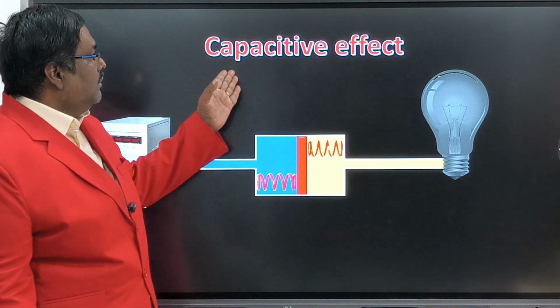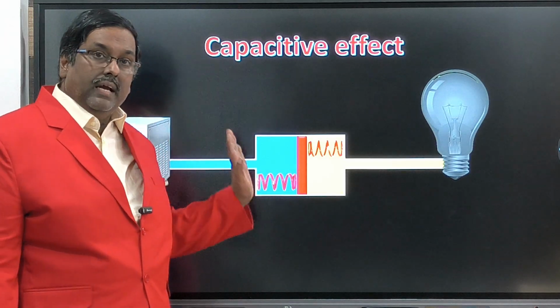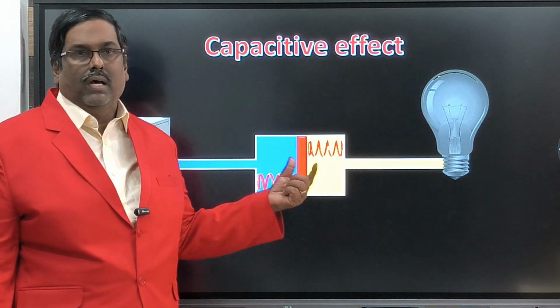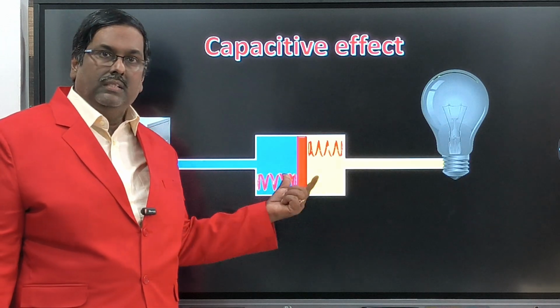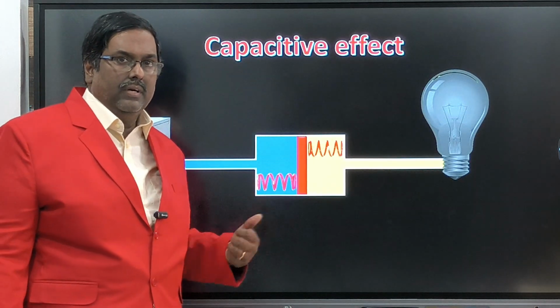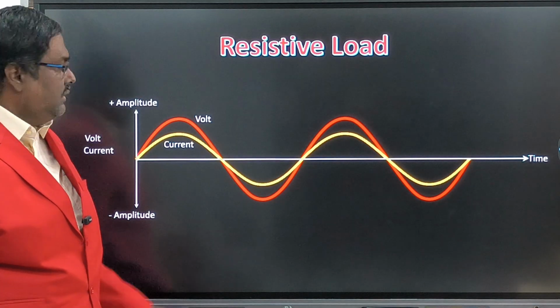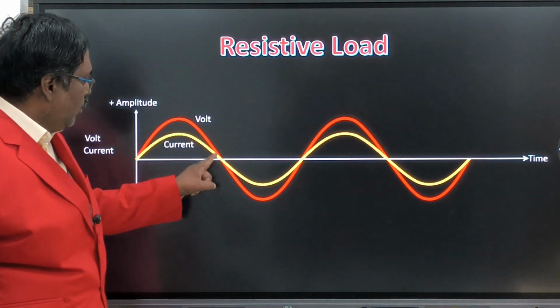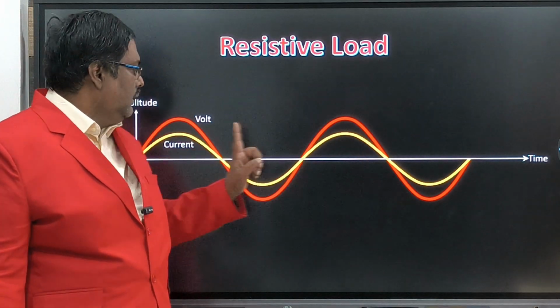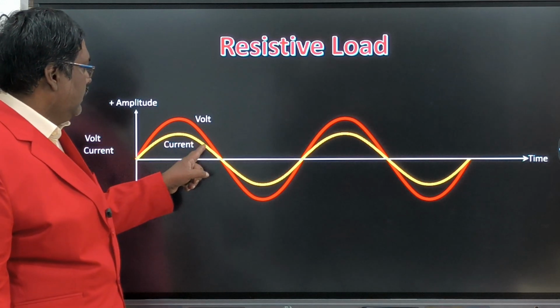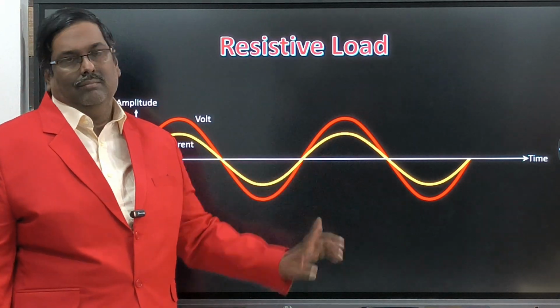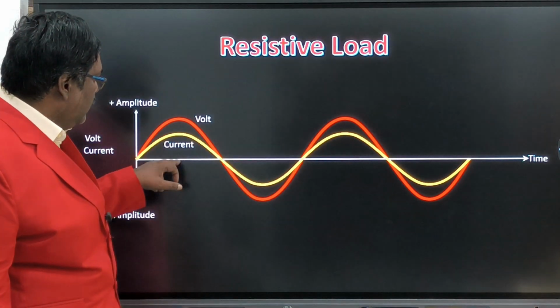Okay. Now we will see the effect in the curve. I will show it in the curve. Now I told you the current will be advanced or lagging, delayed. That we will see in the curve. So this is the resistive load, which we already saw. This is the voltage curve. The orange line, the yellow line, is the current curve. Current will vary depending on the load.